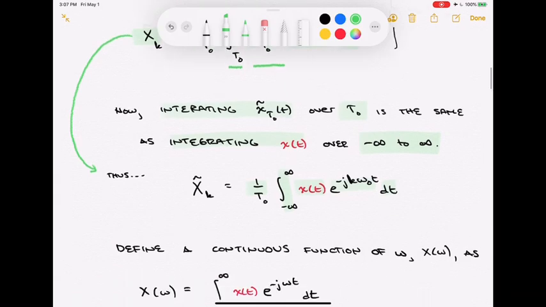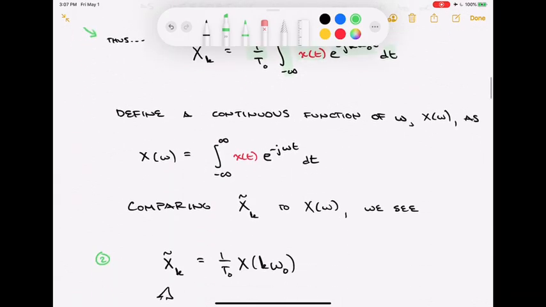Okay, so I'm going to next define a continuous function of omega, and I'm going to call it x of omega. Part of this is because I know where I'm going. I'm going to define a function of frequency omega called x of omega that's going to be an integral from minus infinity to infinity of x of t e to the minus j omega t dt.